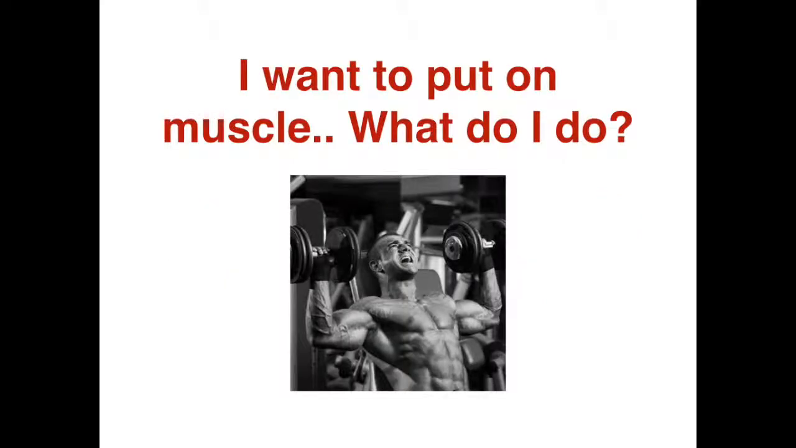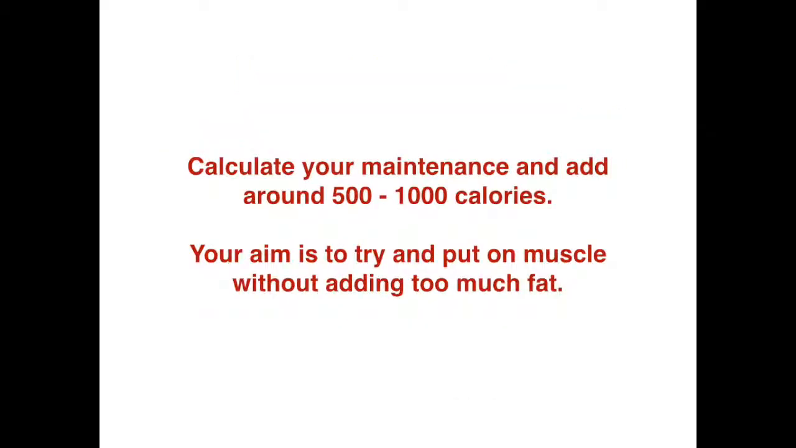So that's how you calculate macronutrients and calories if you want to lean up. But what if you want to put on muscle? Then what do you do? It's actually kind of the same. What you need to do is calculate your maintenance, then add around 500 to 1,000 calories.